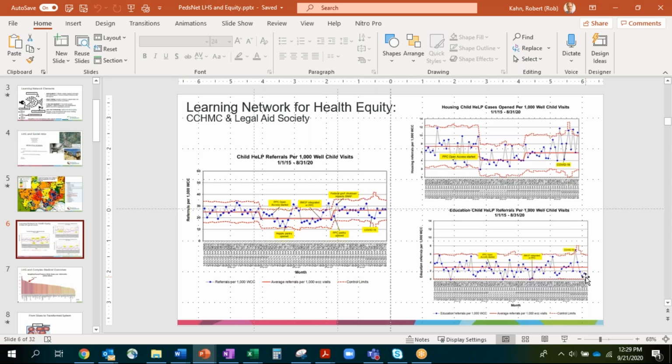Similarly, on the education work and COVID, you see a drop. So I think the point isn't per se about legal aid or about housing, but who are the right people?